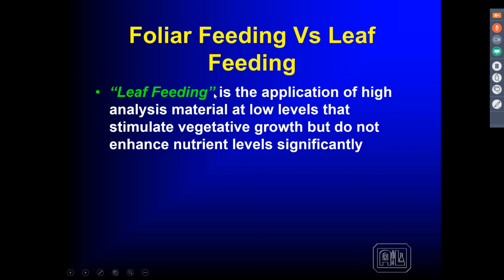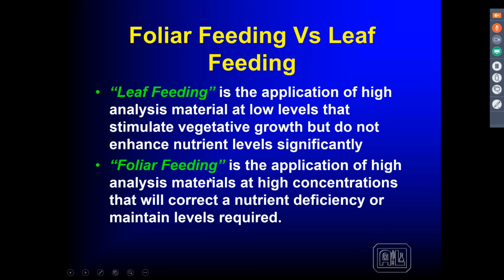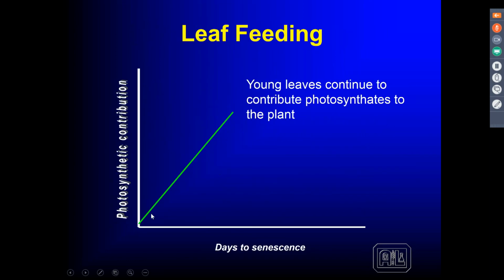Not trying to change nutrient status, just keep sugars moving within the plant so that the root system doesn't go dormant on us. Foliar feeding is the application of high analysis materials at high concentrations that will correct a nutrient deficiency or maintain levels that are required. What I mean here by maintaining levels is we might not expect potassium levels or phosphorus levels to increase significantly with a foliar application because it's a big push. But if we can maintain the level as this crop goes from one stage to another without seeing it drop significantly, we've accomplished something.